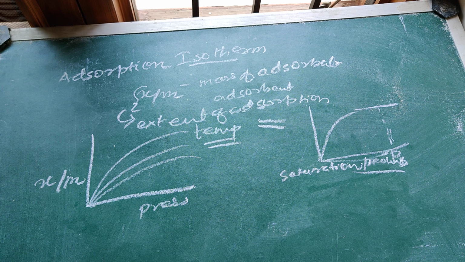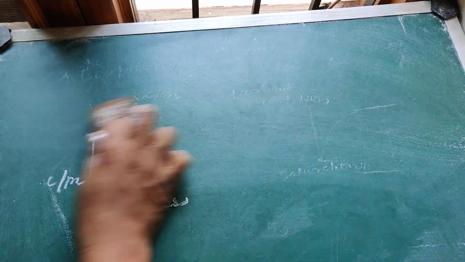The extent of adsorption becomes constant with pressure increase, and we call that the saturation pressure. This type of adsorption is observed when the adsorbate forms a uniform molecular layer on the surface of the adsorbent, a unimolecular layer formed over the surface of the adsorbent.